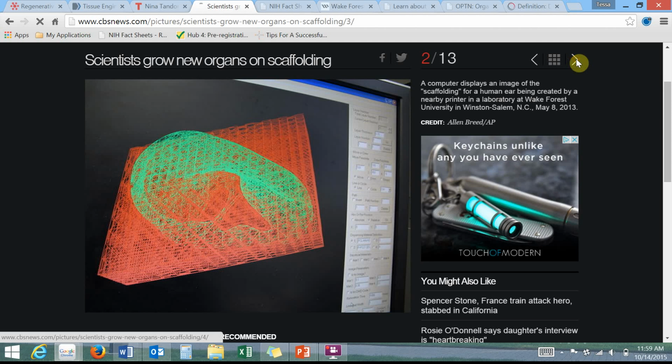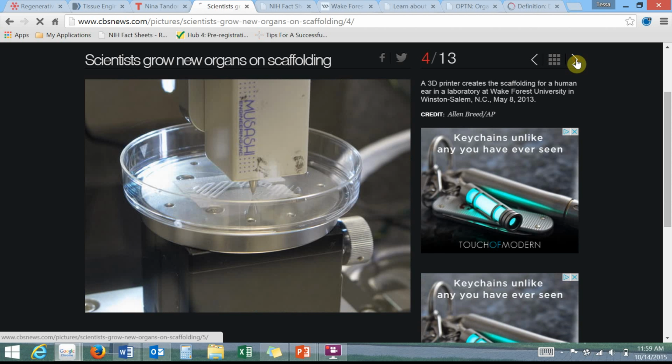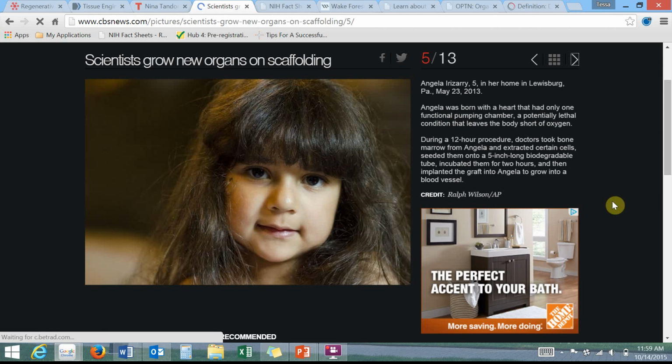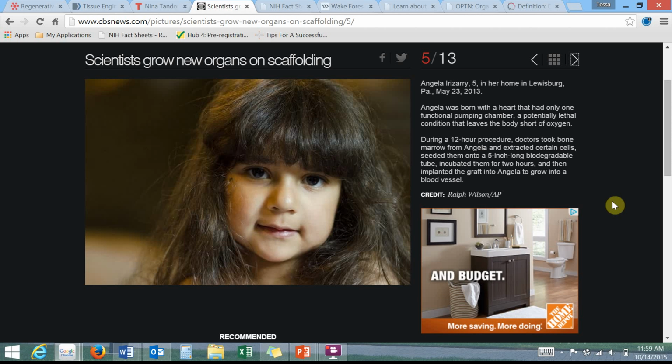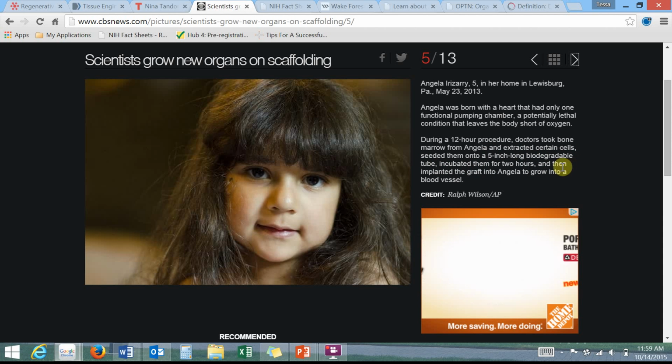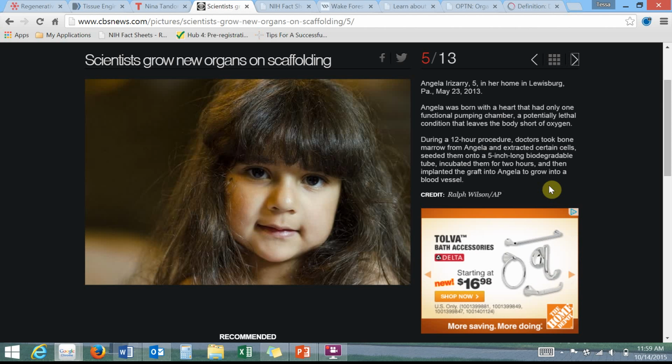Next, I'm going to talk to you about a few examples that, according to CBS, have been used. This is Angela. She is 5 years old, and during a 12-hour procedure, doctors took bone marrow from Angela and extracted certain cells, seeded them into a 5-inch long biodegradable tube, incubated them for 2 hours, and then implanted the graft into Angela to grow a blood vessel. She previously was born with a heart that only had one functional pumping chamber.